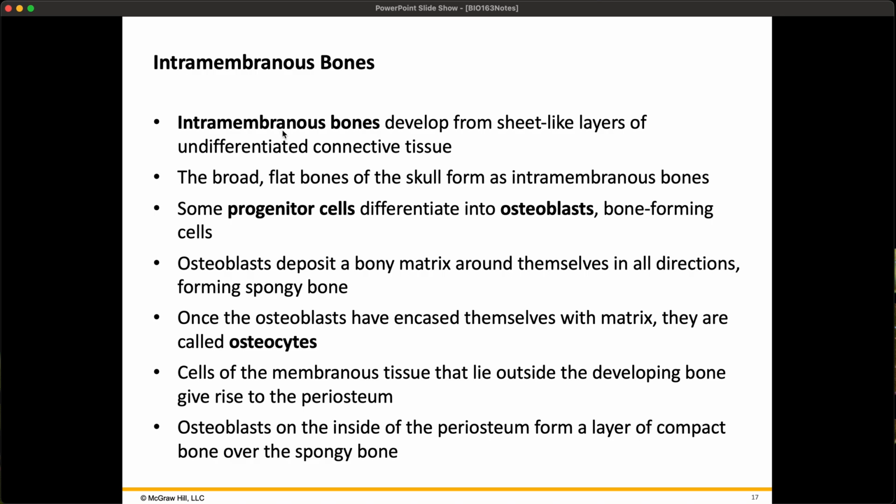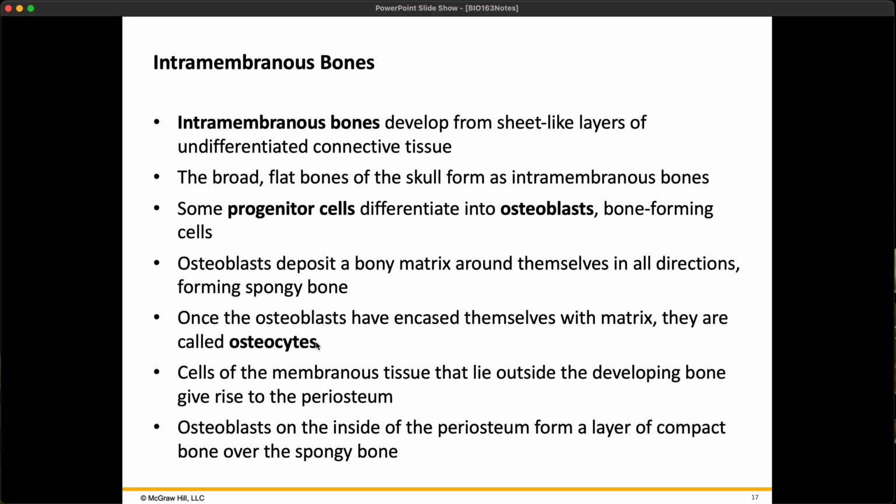So starting with intramembranous bones, they come from these sheet-like layers of undifferentiated connective tissue. Broad flat bones from the skull are a classic example. You start with progenitor cells. These are kind of like a stem cell that differentiate into osteoblasts, B for bone-forming cells. Those osteoblasts start to create this bony matrix around themselves, converting the model into forming this spongy bone around them. Think about it almost like a virus or a plague oozing out around the cells. The osteoblasts are secreting the substance that helps to calcify the tissue around it. Once that happens, the osteoblasts have essentially encased themselves in the matrix.